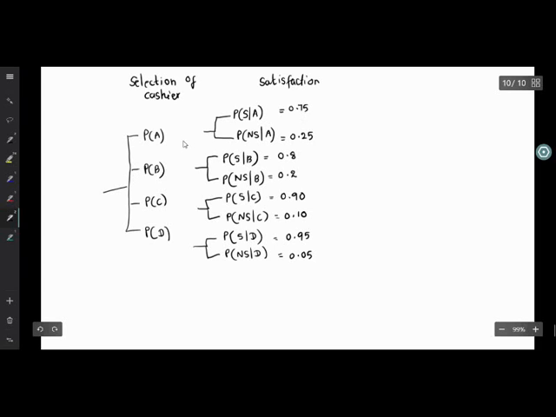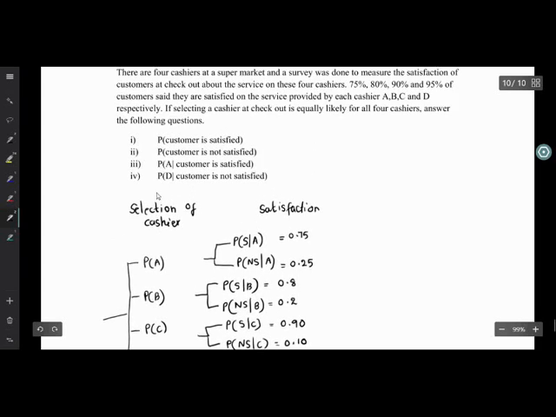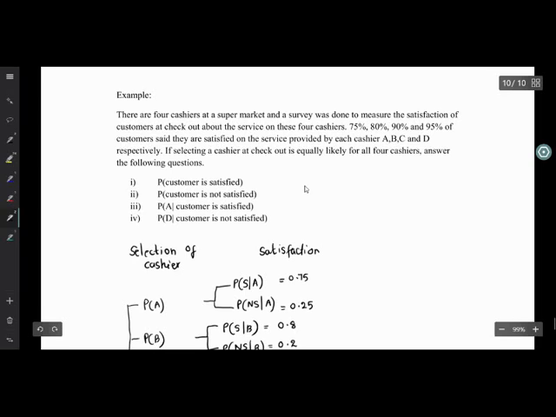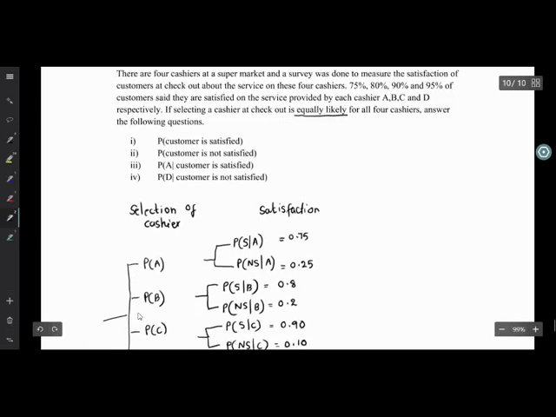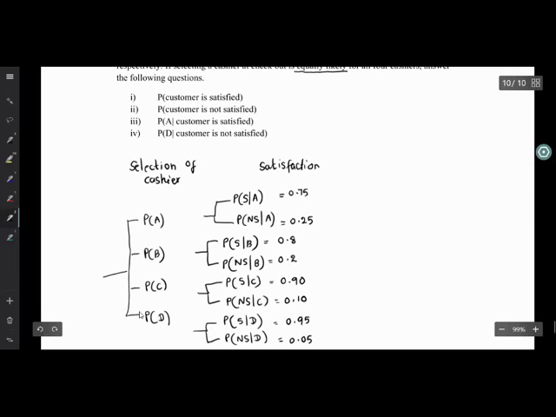Now we need the probability of selecting each cashier. How do we find that? It says that selecting a cashier at checkout is equally likely. That means all 4 cashiers have the same chance of being selected. Since the total probability is 1, if you divide 1 by 4, each will get 1 over 4, which is 25%. So all of them have an equal chance of being selected.